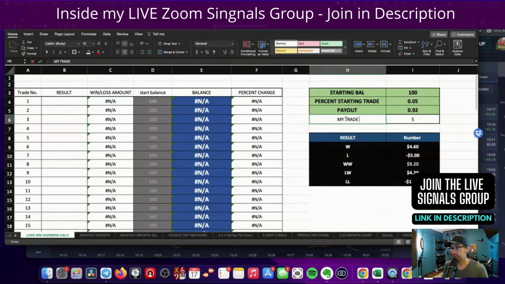My trade amount. Okay. Oh, am I not? You're not seeing all this? Okay. Yeah, you are.